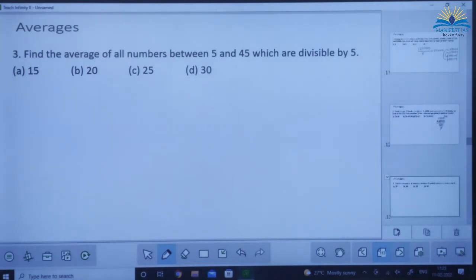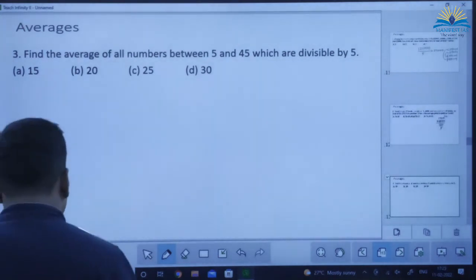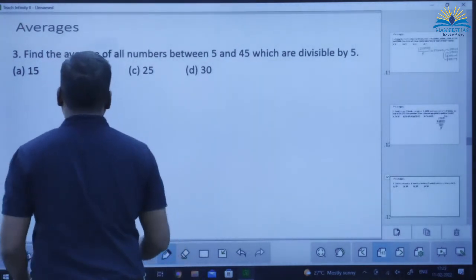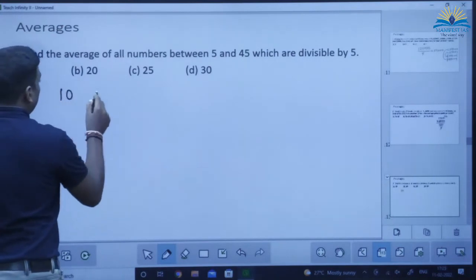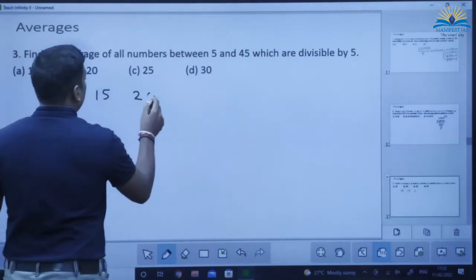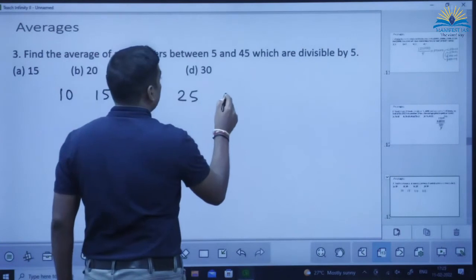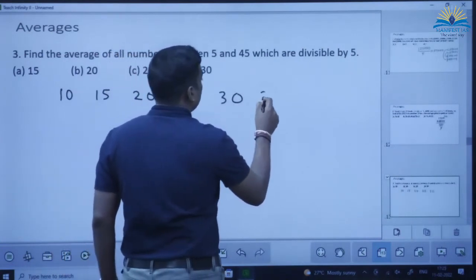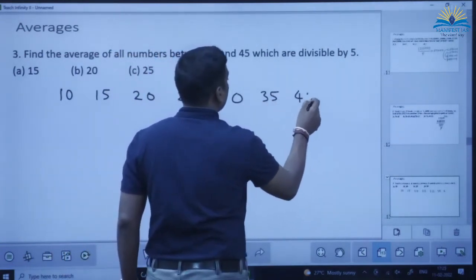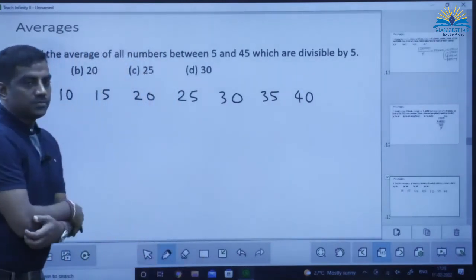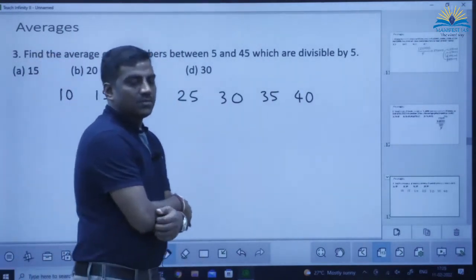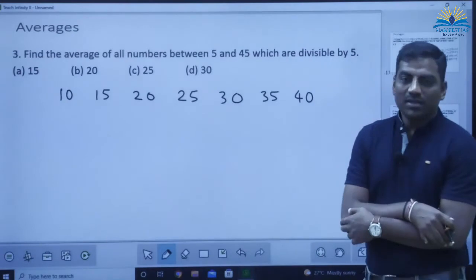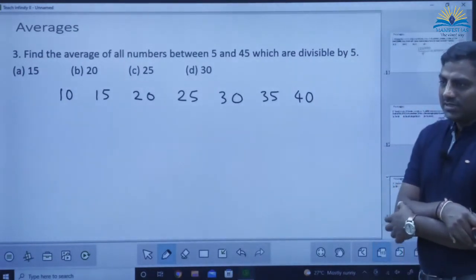Will you consider 5 here? Will you consider 5? Because we are finding the numbers between. So 5 and 45 should not be used. So here you have to start with 10. 10, 15, 20, 25, 30, 35, 40. There in AP, arithmetic progression, yes.